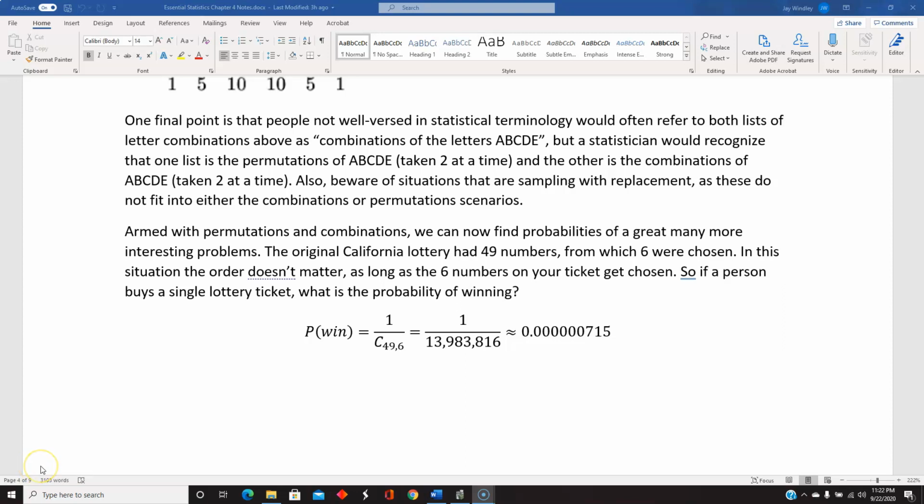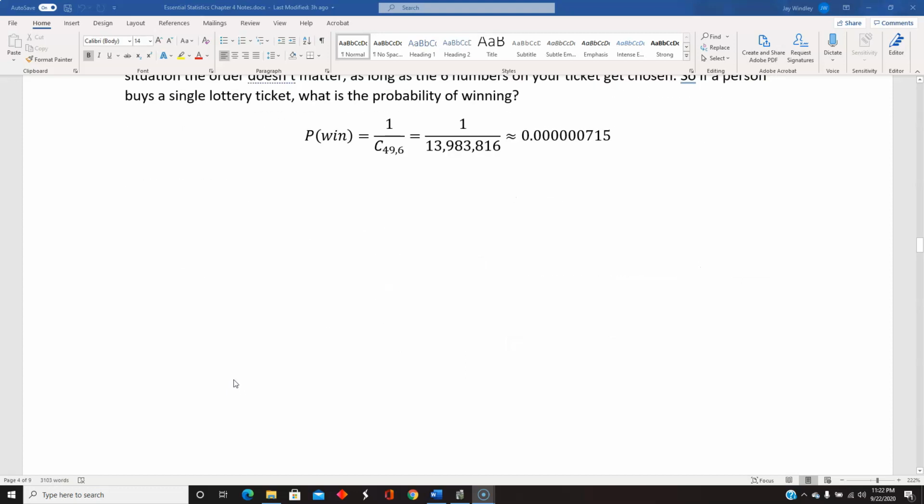We left off last time with a discussion of combinations and permutations and how we can use combinations in particular to figure out some simple probabilities. And now we're going to move on to some more interesting, somewhat tricky probabilities.